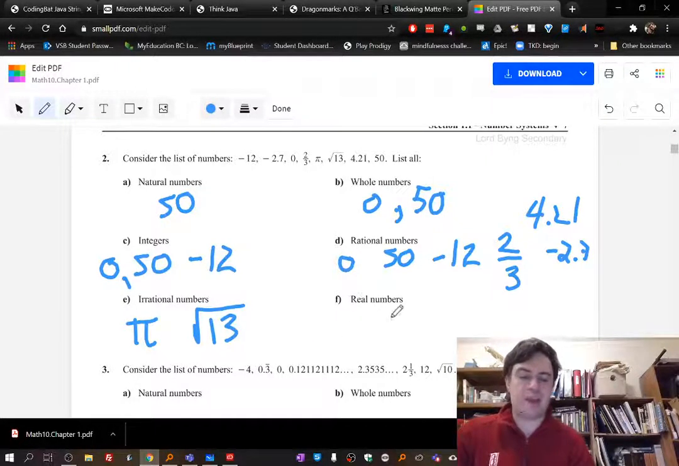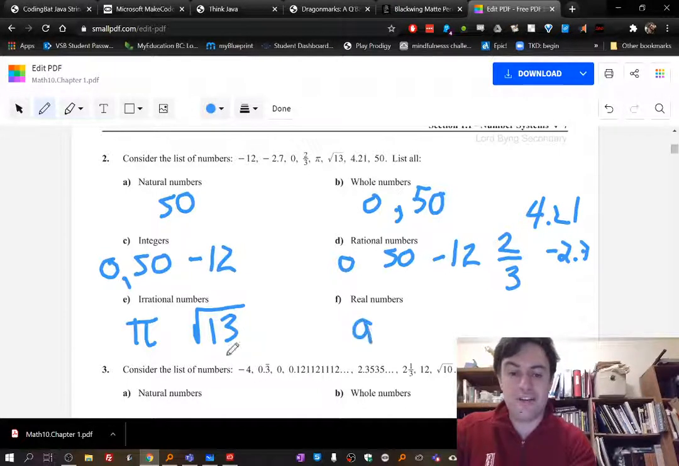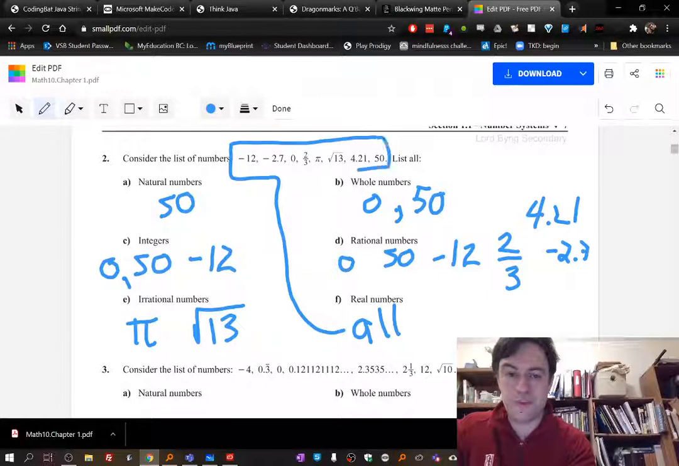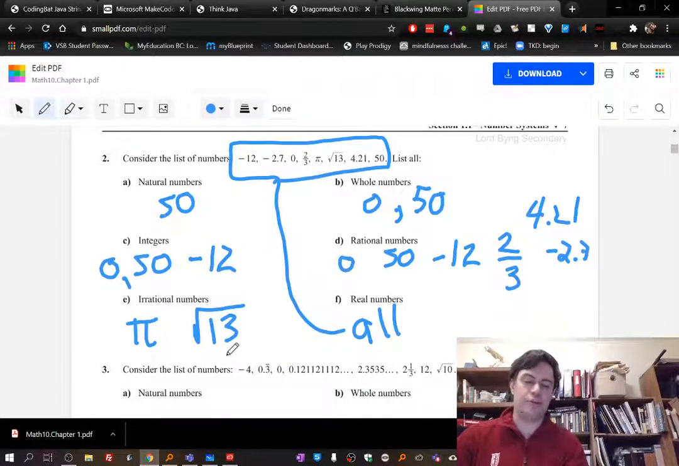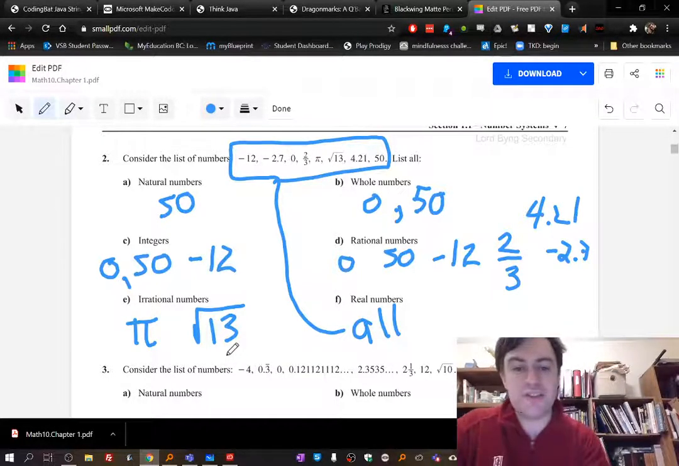So that's great. Real numbers, all of those numbers, all these guys here, boom. They are all part of the real numbers. So this is how you answer these questions. See how a different number can be in multiple categories, like 50 ended up in all of them except for irrational numbers. So that's how you answer these questions.